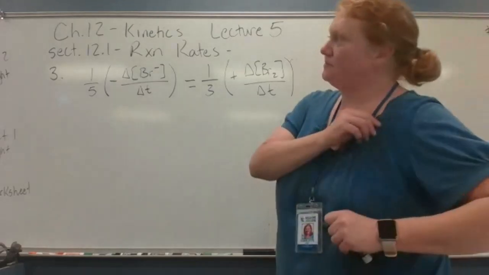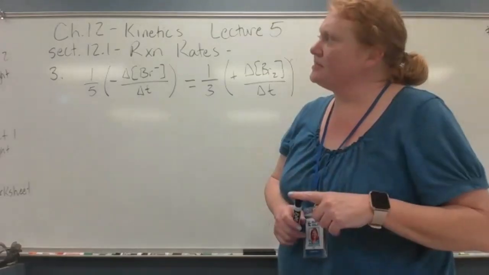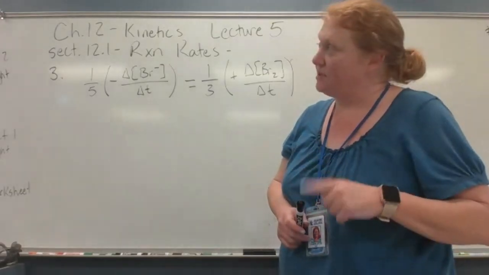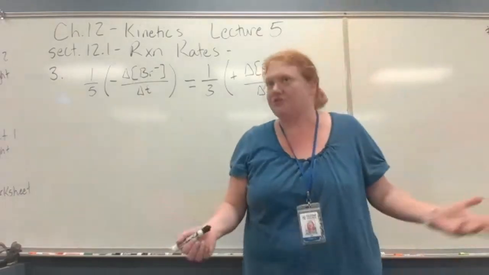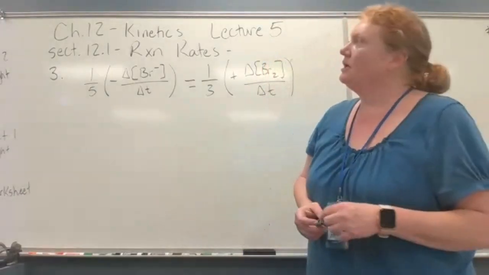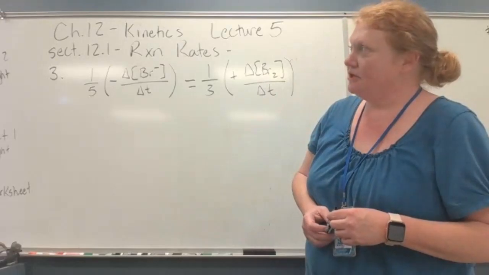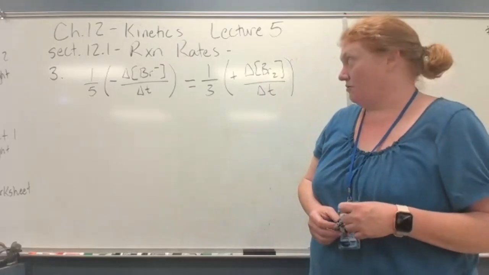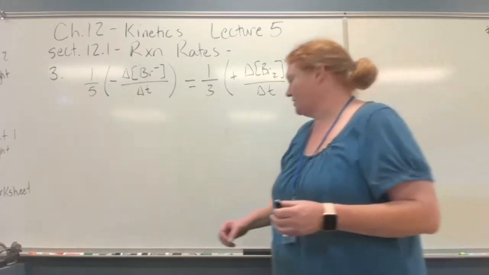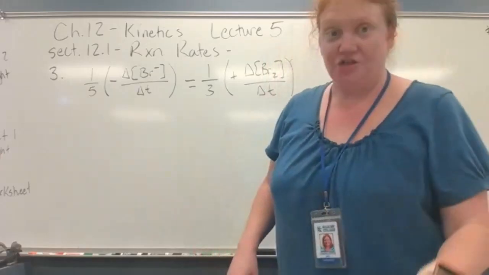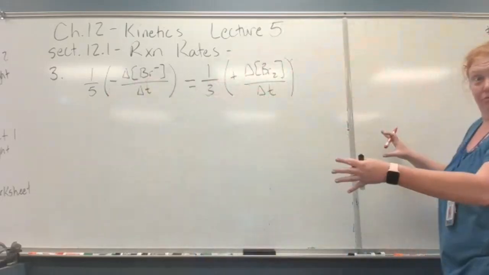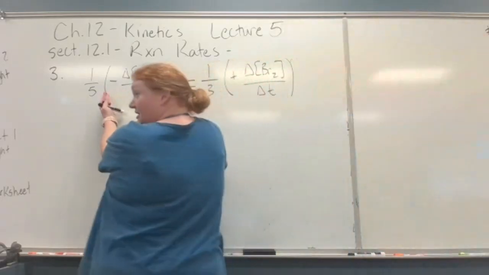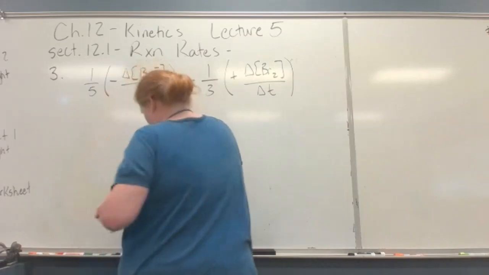What did I give you in the problem? The rate of disappearance of Br minus at a moment, so this would be the instantaneous rate, is 3.5 times 10 to the negative 4th molarity per second. Where is that number? That number that I just read off is what in this? Is this right here, right? Good.